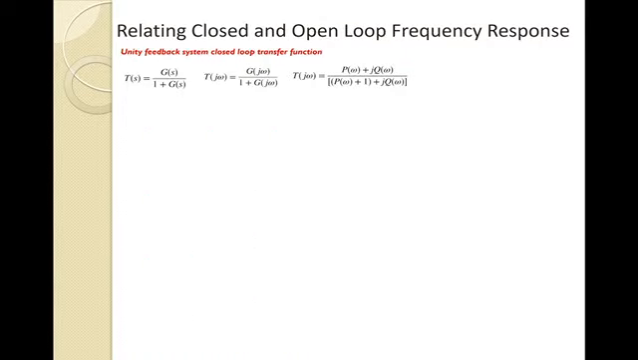Further relating the closed loop and open loop frequency response, assuming we have a unity feedback system with our closed loop transfer function shown as there, we could then do our substitution of s equals j omega here.